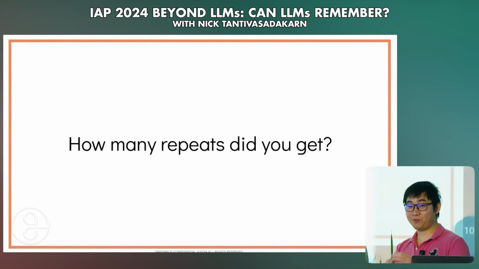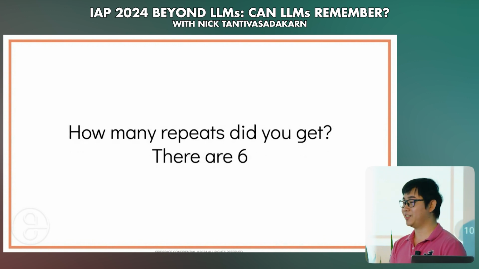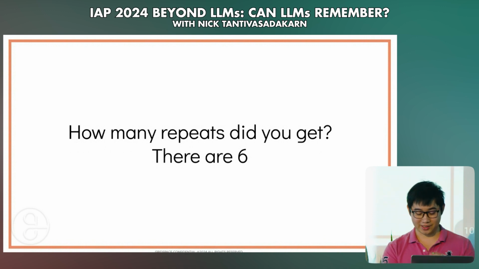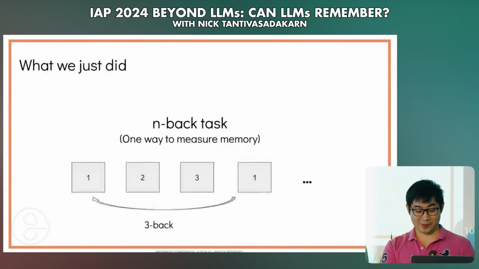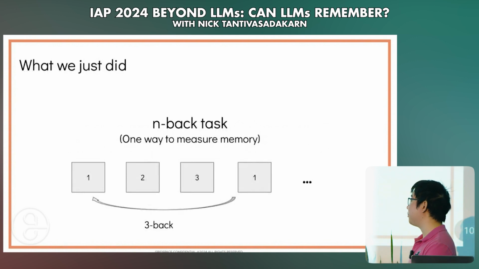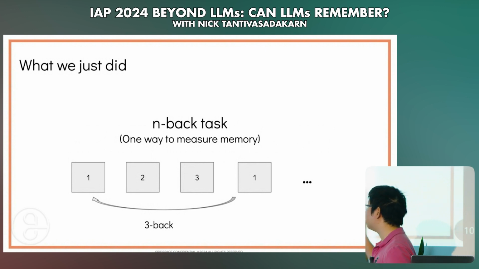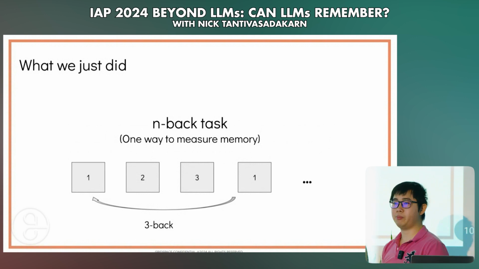Okay, how many repeats did you get? Okay, I might have actually spoiled it. There are actually 6 repeats in these series of numbers. Seems difficult, doesn't it? So what we just did is something called the n-back task, where n refers to how much further back we have to remember things. And this is one way that we use to measure memory.